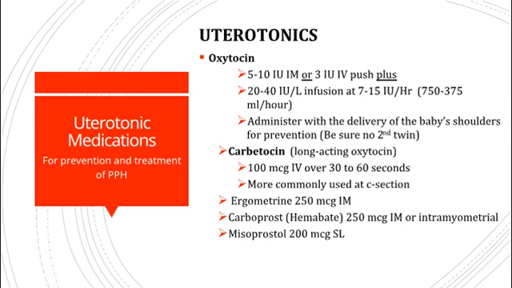Running the IV infusion more quickly than this will not be any more effective, so a second-line uterotonic should be given if the uterus has not contracted down well. Carbetocin is long-acting oxytocin. It can also be used as a first-line uterotonic. It is more commonly used at the time of C-section in a dose of 100 micrograms IV over 30 to 60 seconds. It is available in a heat-stable form. Second-line uterotonics include ergometrine, carboprost, and misoprostol. Because they more commonly cause side effects, they are usually given when oxytocin is not effective or available.